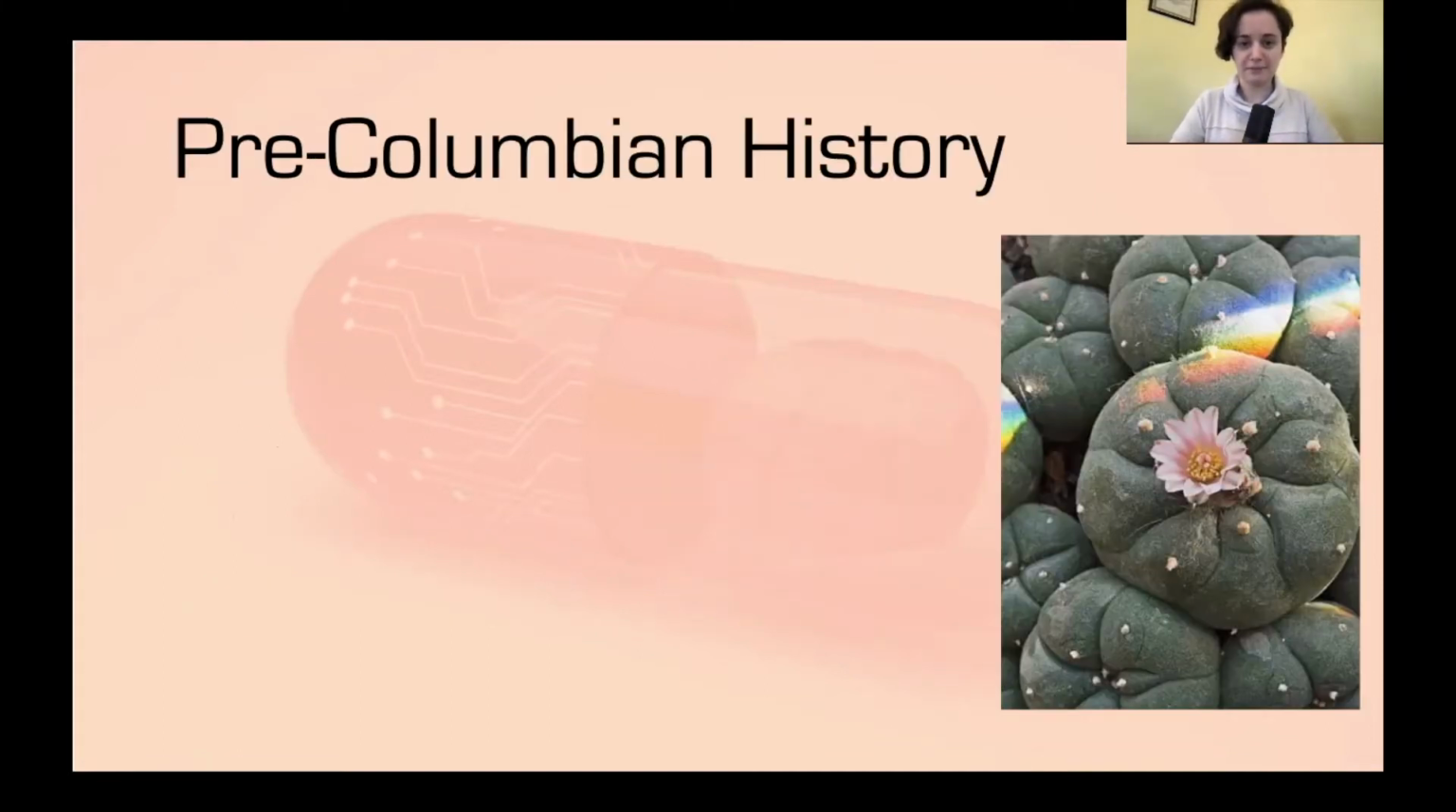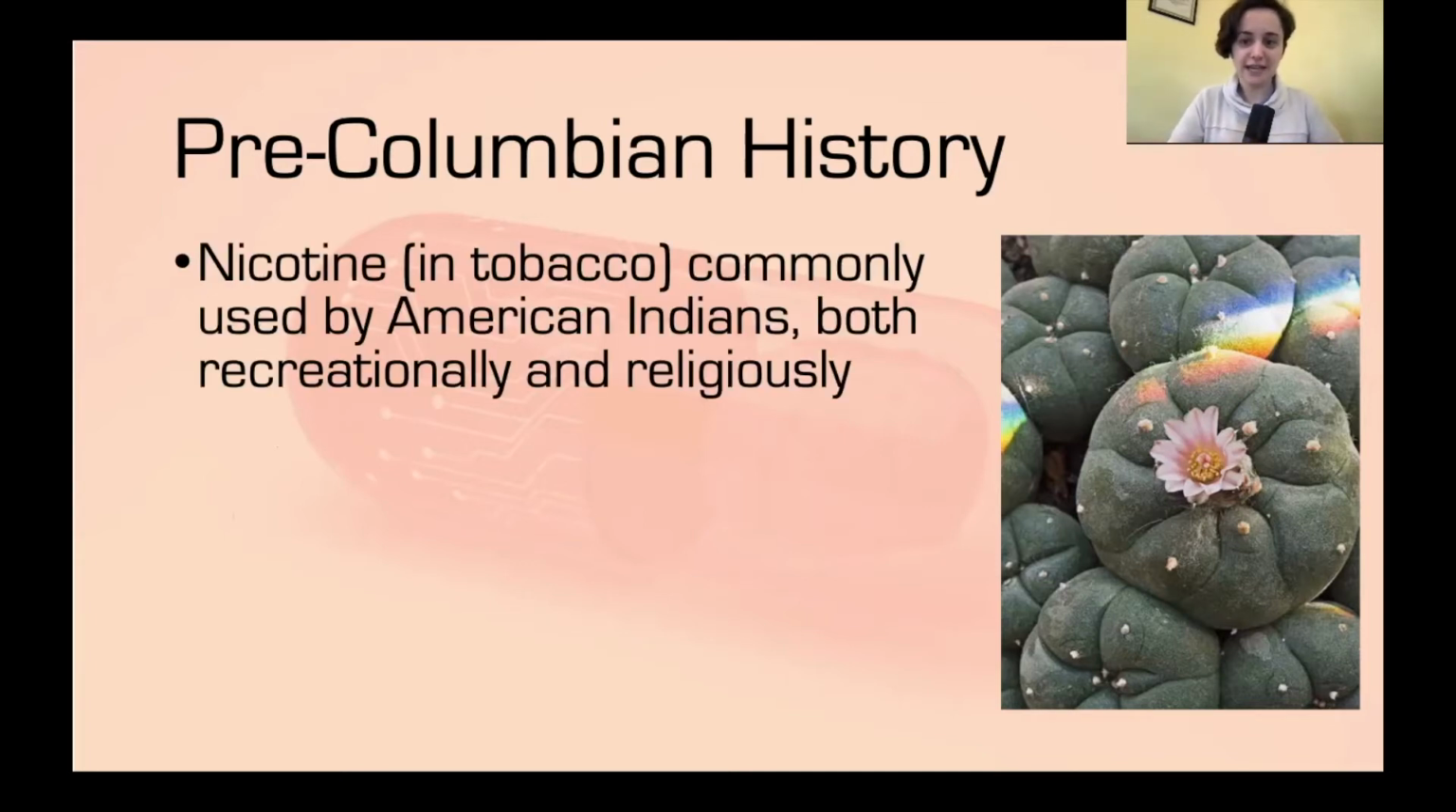So pre-Columbian history, or history in the US before it was its own country and before there was really trade with Europe. We know that nicotine was commonly in use. There were a lot of tobacco fields throughout pre-Columbian United States. And people would grow tobacco and they would either smoke it or they would chew it, as they do today.